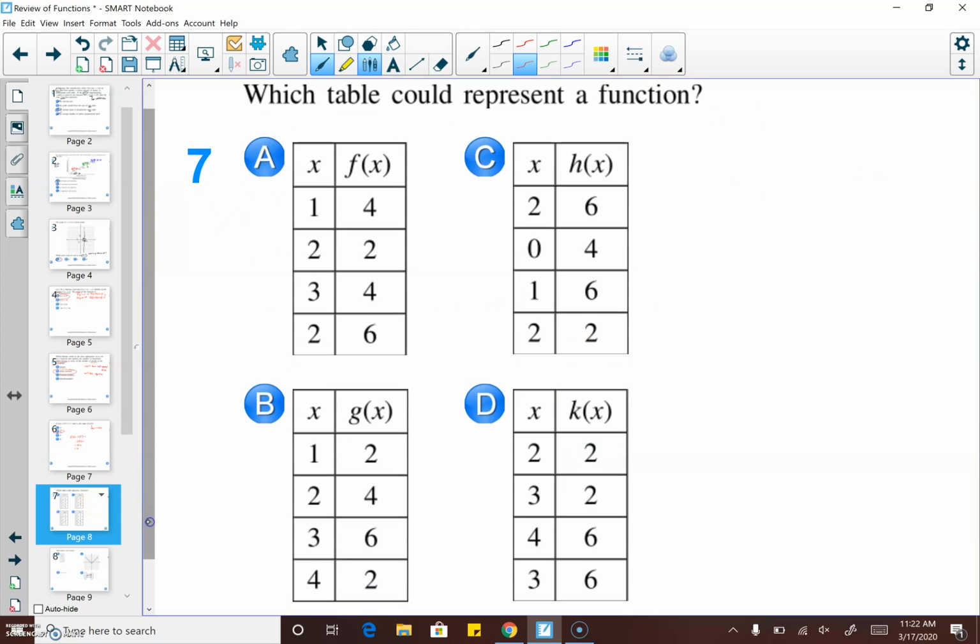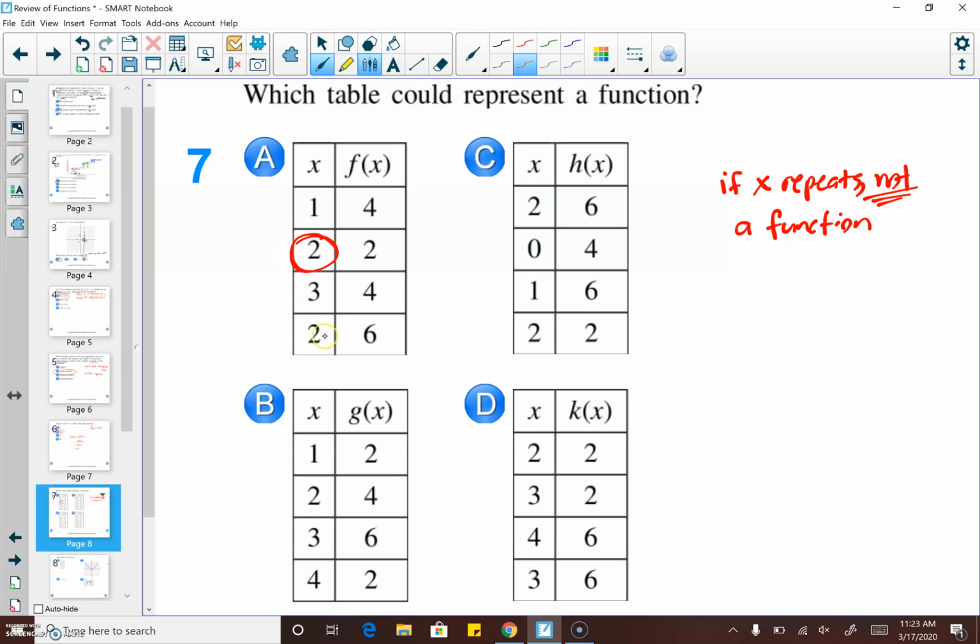Which table could represent a function? Remember, if x repeats, it's not a function. So usually when they ask these questions, they try to sneak in 3 answer choices where x is repeating. So if we look at the first one here, I see an x of 2 and an x of 2, so we know that one's out.